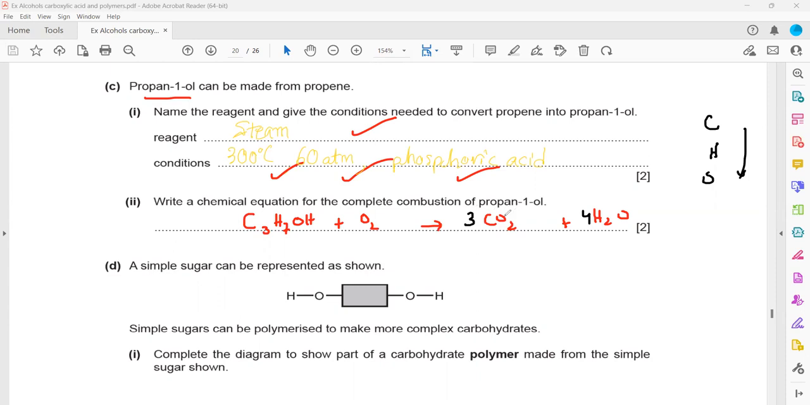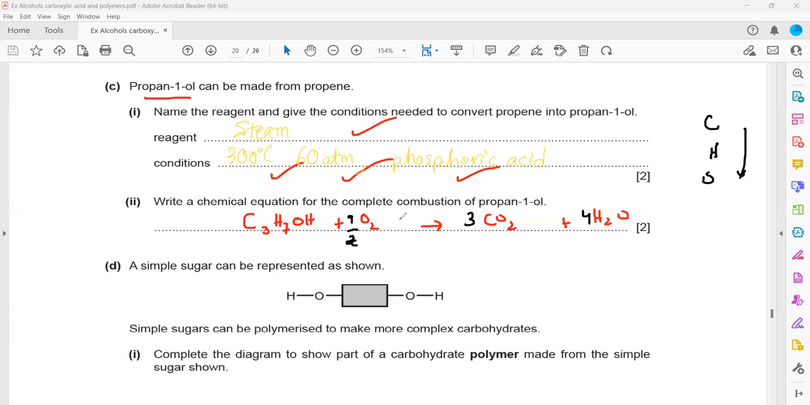Now to balance oxygen, 3 multiplied by 2 is 6, plus 4, that is 10. So we need 10 oxygen. How can we have 10 oxygen? One is already there, so I need 9. How can I have 9 here? I can put 9 by 2, because 1 is already there. So I need 9 here, because 9 plus 1 makes 10. So I need 9 by 2.